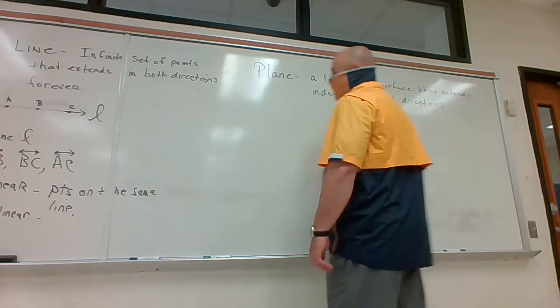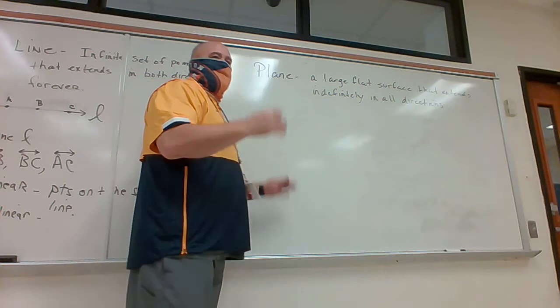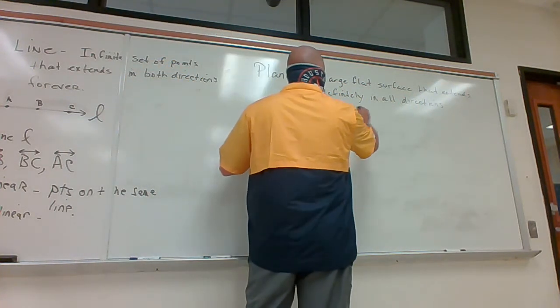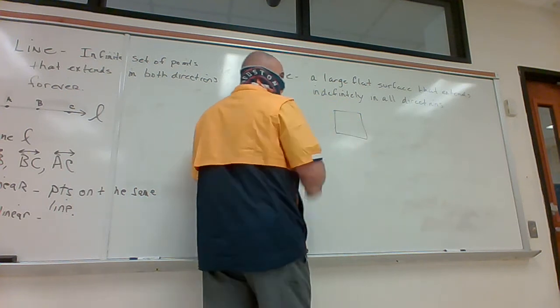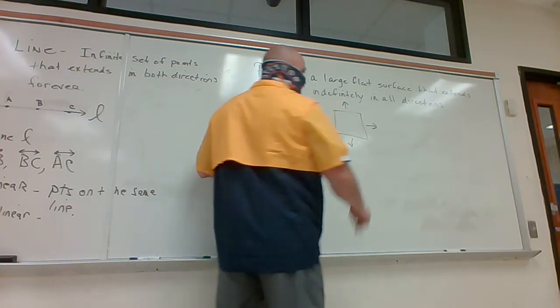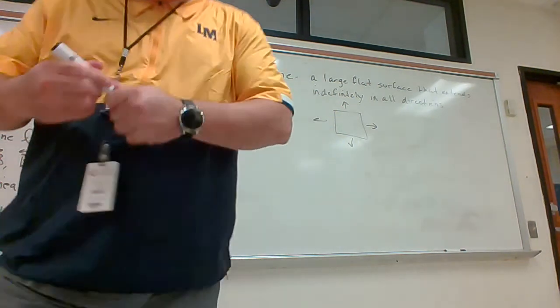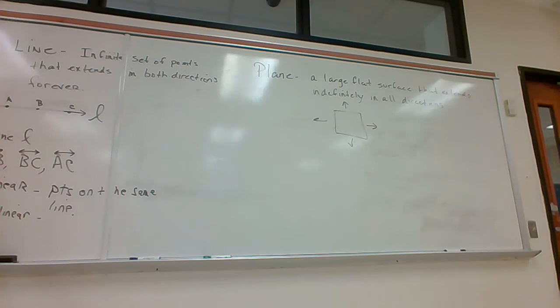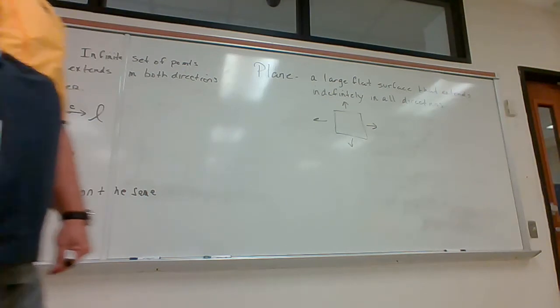What does a plane look like? If I were to draw a plane, it would look like this on paper. Large flat surface. Extend, extend, extend, extend. That means this piece of paper right here. Take that piece of paper and extend it forever this way, this way, this way, and this way. Then you've got a plane. It's a two-dimensional object.